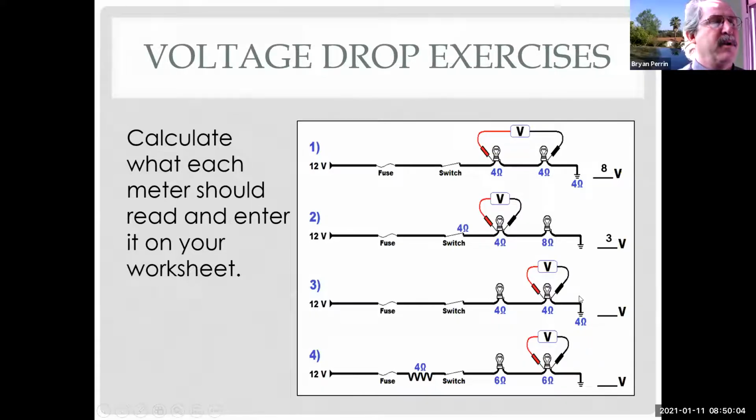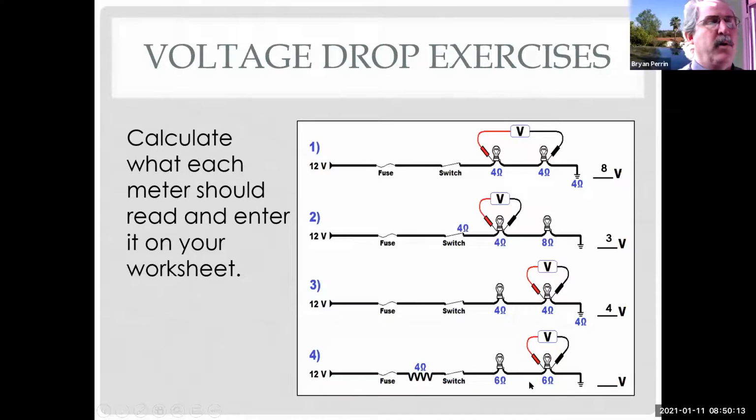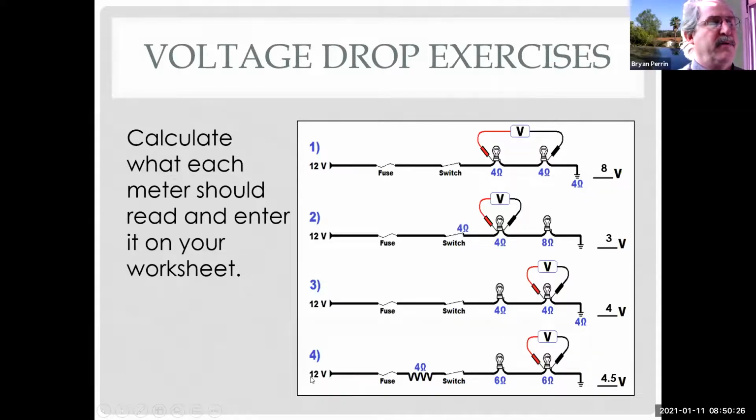What did we come up with for number 3? 4. How about number 4? 4.5, because we have 16 ohms of resistance. 12 divided by 16 is 0.75 or 3/4. And if I take 0.75 times 6, or 3/4 of 6, that is 4.5.